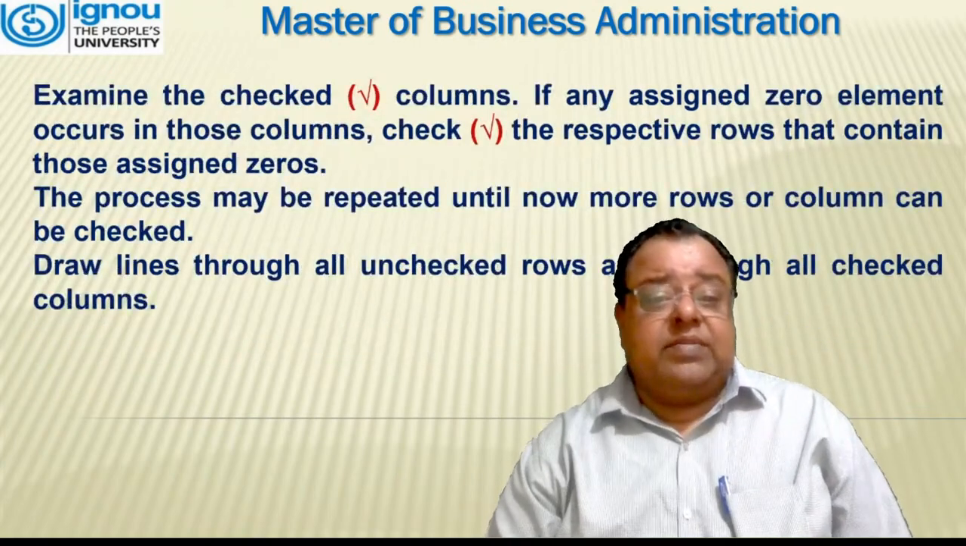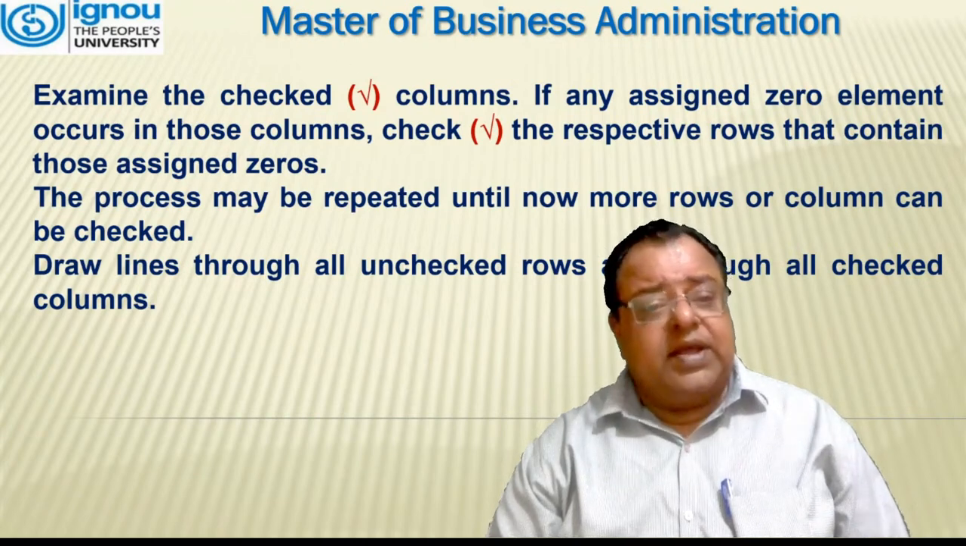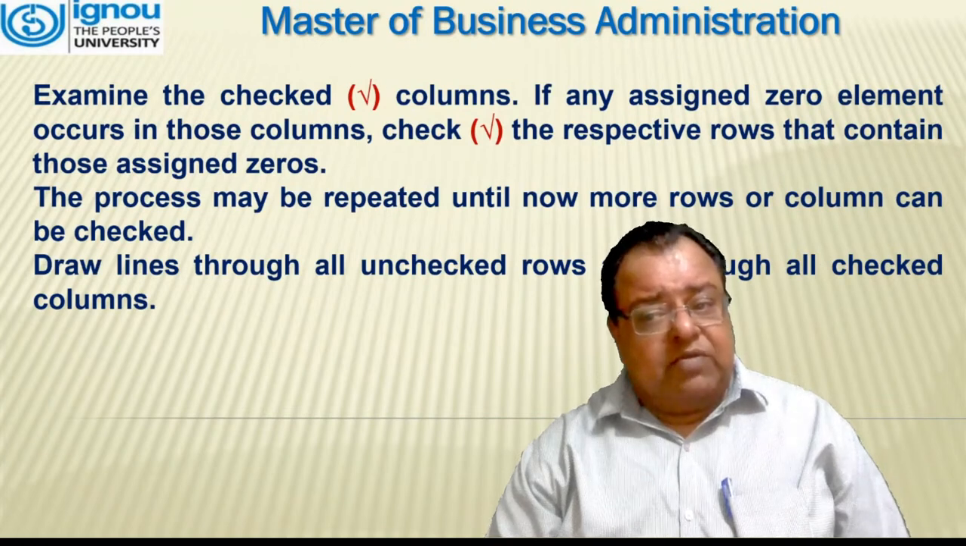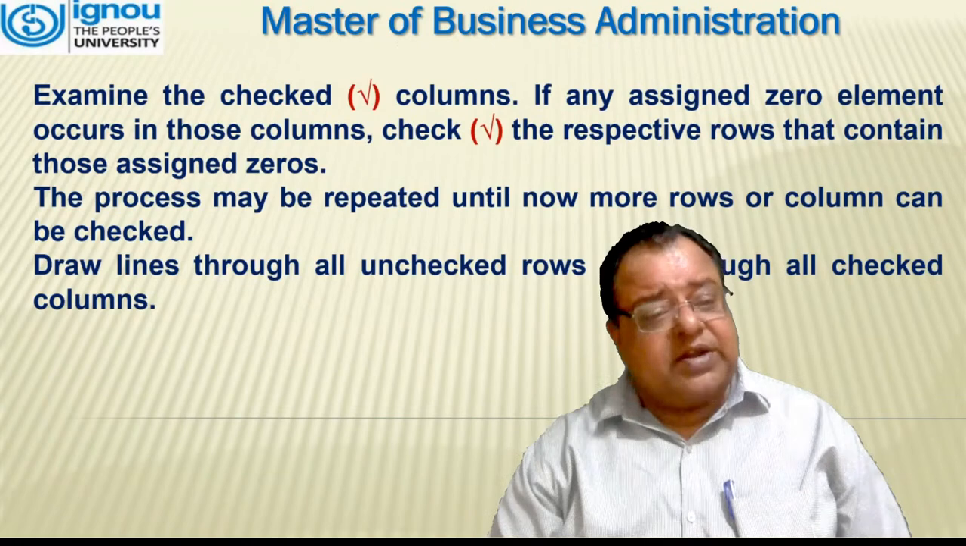Examine the checked tick columns. If any assigned zero element occurs in those columns, check the respective row that contains those assigned zeros. The process may be repeated until no more rows or columns can be checked. Draw lines through all unchecked rows and through all checked columns.